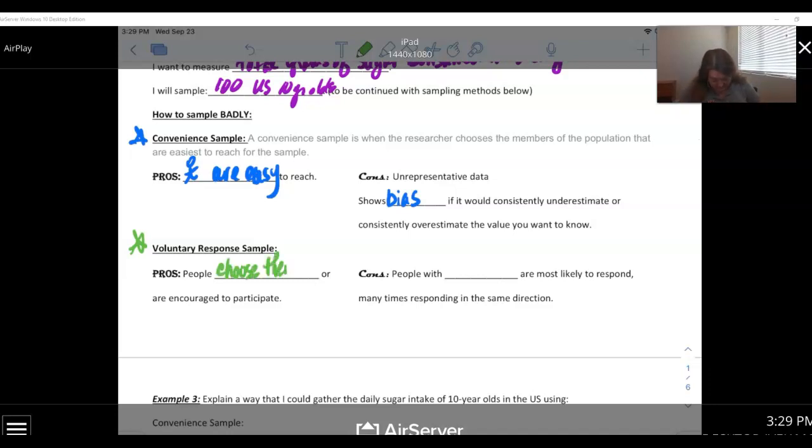So I'll be able to get to people, right? And I'm kind of making them part of the story, right? They get to choose that they want to be part of it.